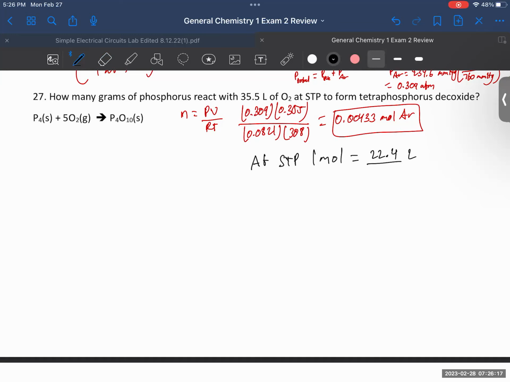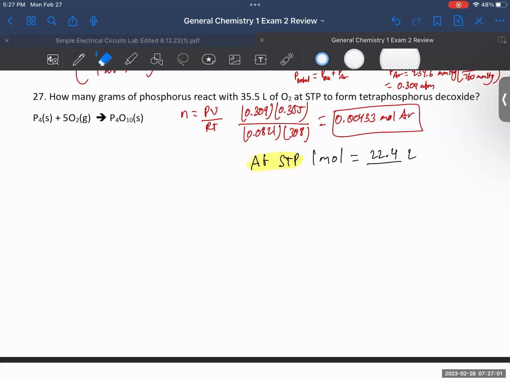All right, now you're probably wondering, why is that even useful? Well, let's see. It gives us liters of O2 at STP to form tetraphosphorus decoxide. The thing is, this conversion only exists at STP. At no other instance can you use this conversion factor. So 1 mole equals 22.4 liters only at STP. So say, for example, my pressure was 2 atmospheres and my temperature was 365 Kelvin. Is 1 mole equal to 22.4 liters? No, exactly, because it's not STP.